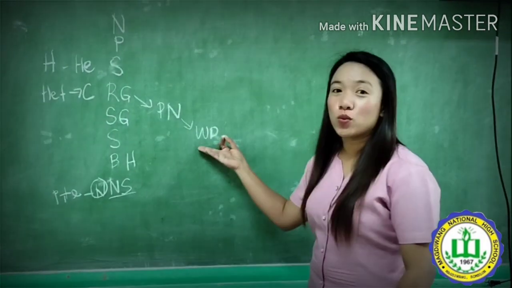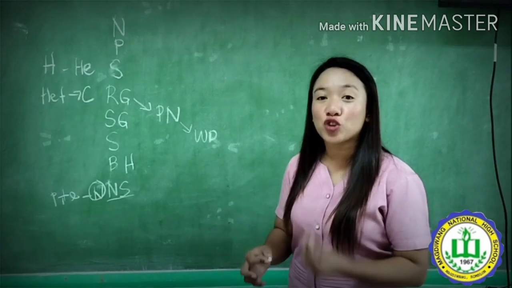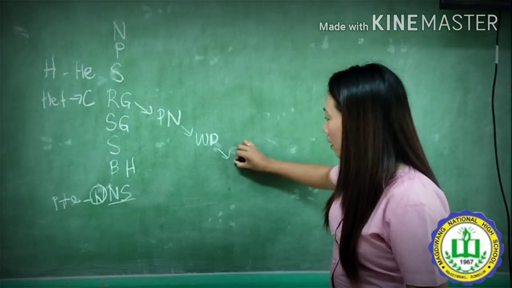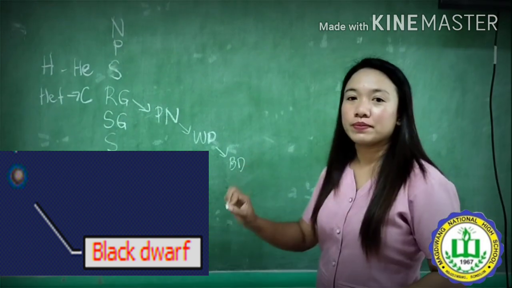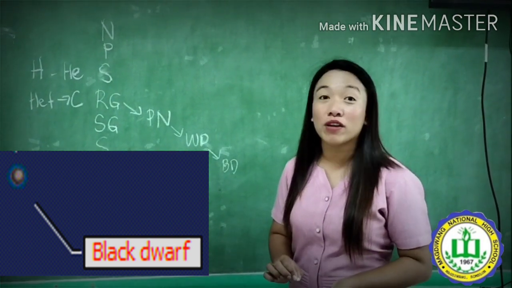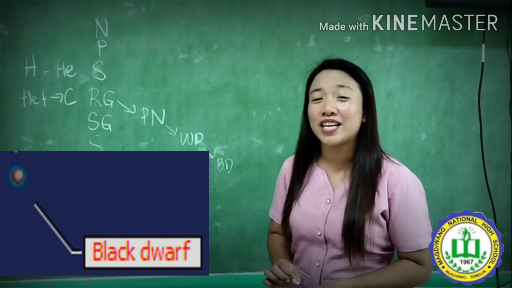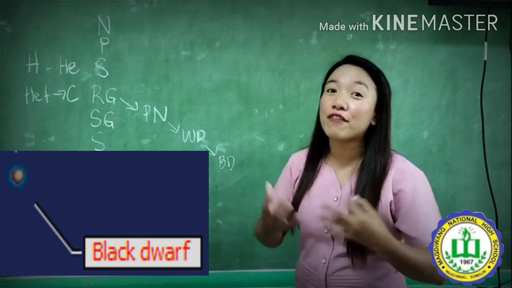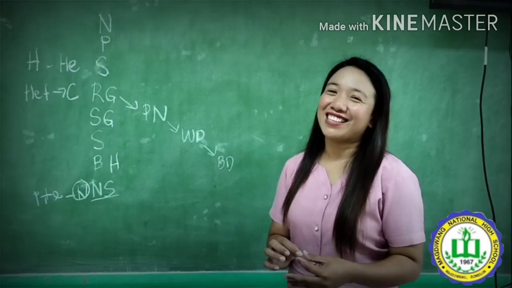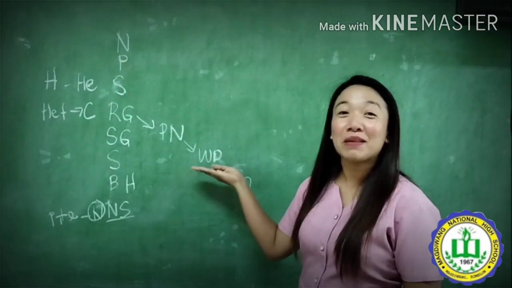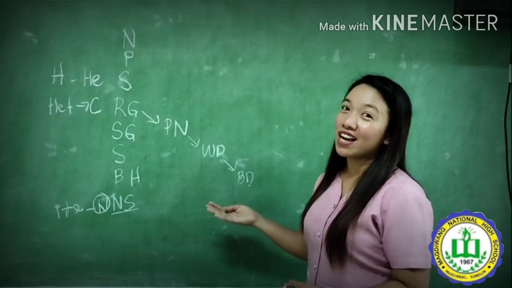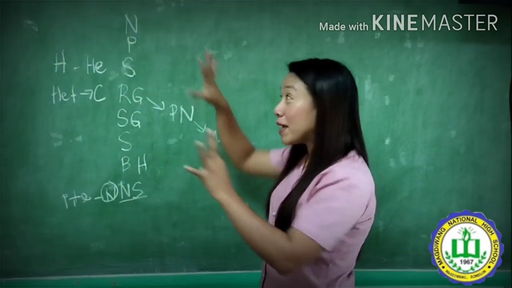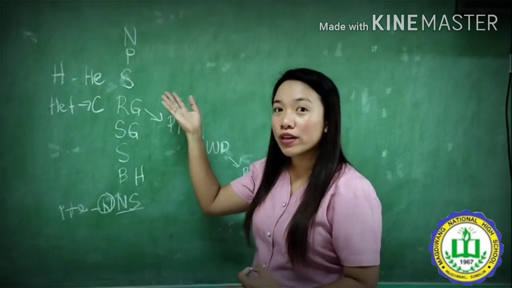Now, when a white dwarf eventually releases all its trapped energy and cools off, pag lumamig na ito, it becomes a black dwarf. Black dwarfs are much more massive than planets, but they are too cold to give off light, meaning they are not sparkling or they don't have their own light. So, parang relasyon lang yan. Minsan, meron pang liwanag at mainit pa. And eventually, pag nagsawa na, lalamig at lalamig na yan. Char! Just a joke!